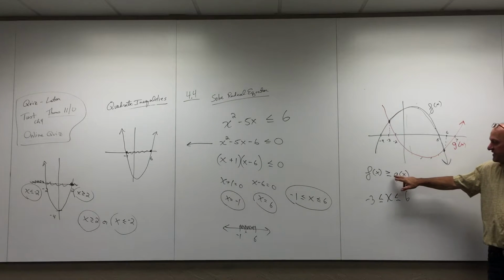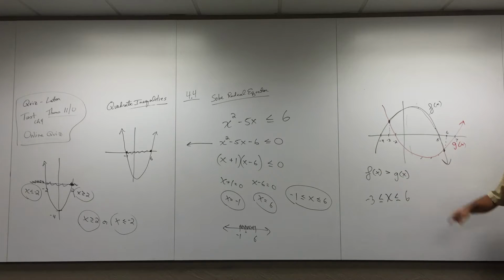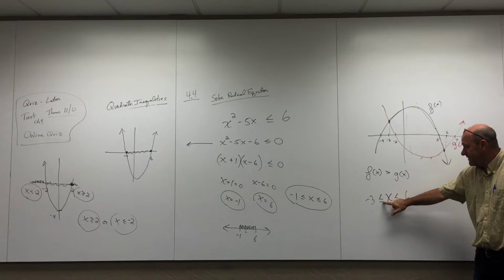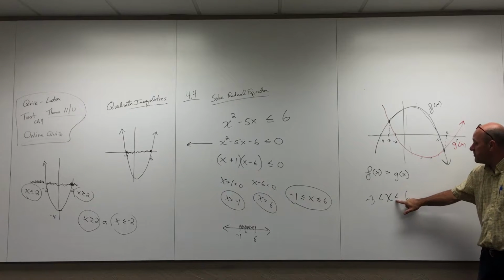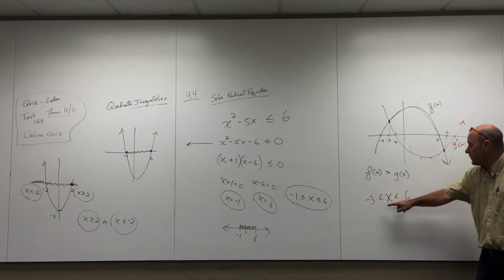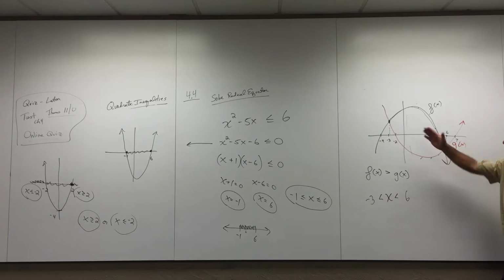By the way, what if this didn't have an equal to? What if it just wanted, when is f greater than g? Well, then it doesn't want the places where it equals. So how does my answer change? It's the same numbers. Yes, good. It's the same places, but I don't want it to equal the negative 3. I want it to be really between the negative 3 and 6, and not equal.